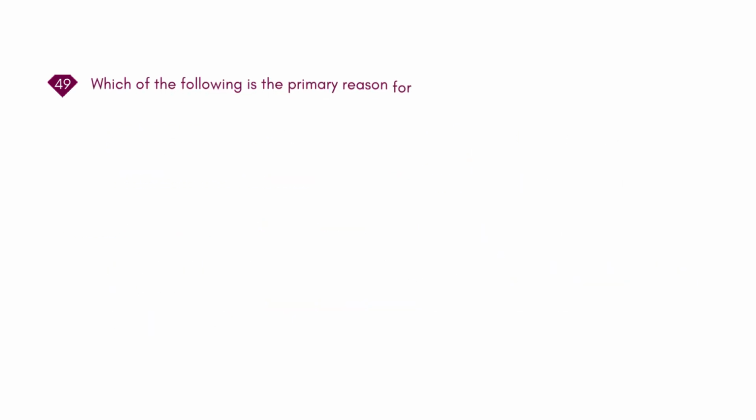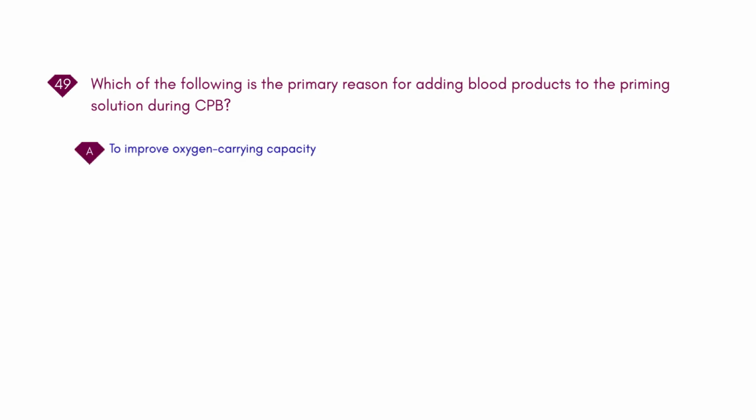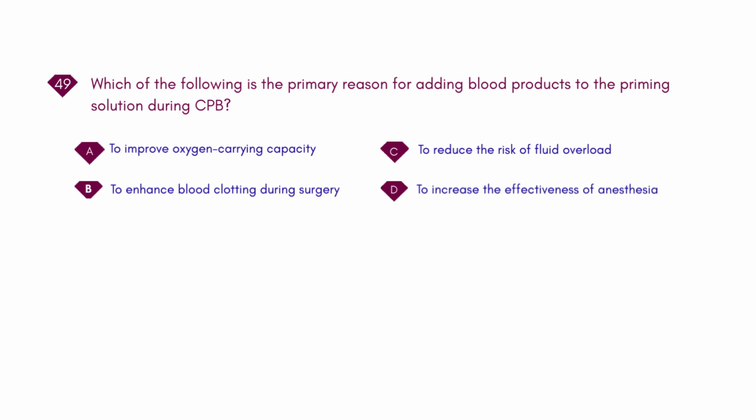Which of the following is the primary reason for adding blood products to the priming solution during CPB? A. To improve oxygen carrying capacity. B. To enhance blood clotting during surgery. C. To reduce the risk of fluid overload. D. To increase the effectiveness of anesthesia. Answer: A. To improve oxygen carrying capacity.